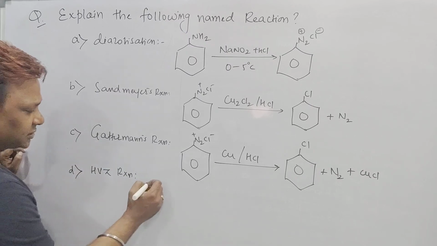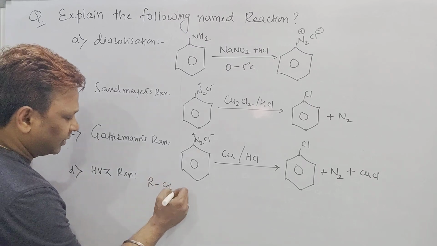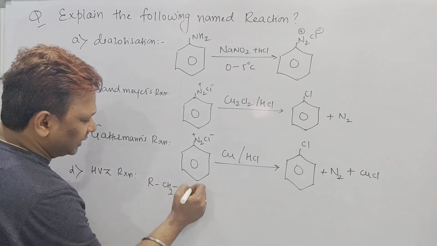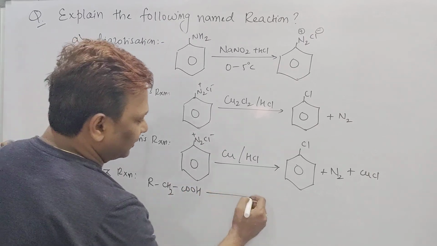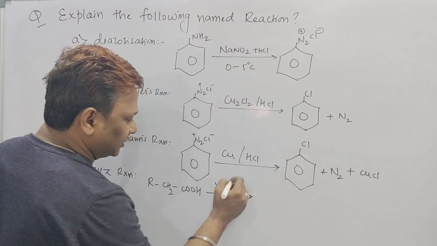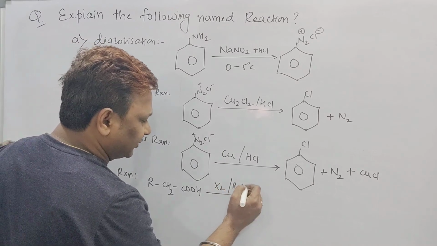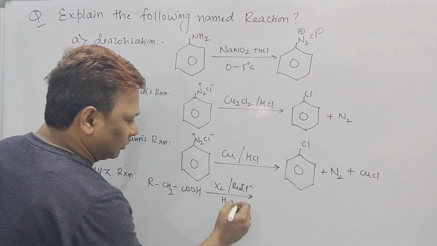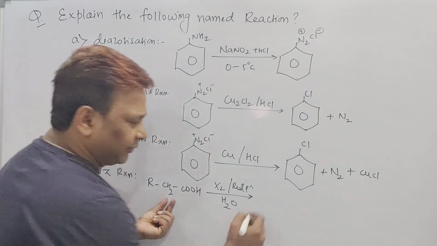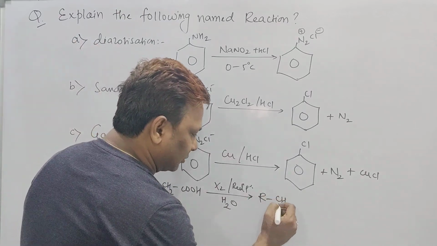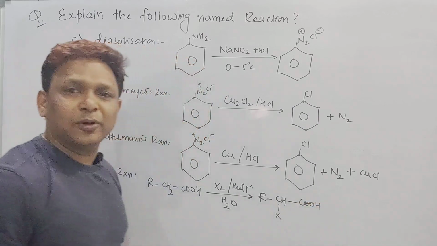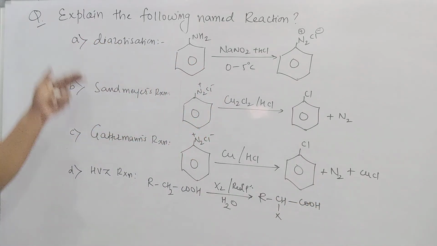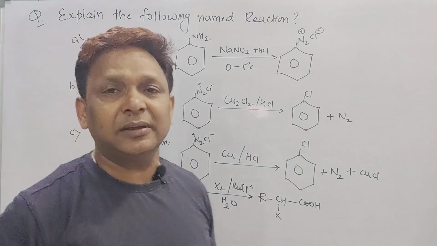Sir, in HVZ reaction we required a carboxylic acid, which should contain an alpha hydrogen atom. It is treated with the halogen in presence of red phosphorus, followed by hydrolysis. Out of two alpha hydrogens, one is replaced by halogen and we got alpha halo carboxylic acid. So these are the four reactions we have seen in today's video, beta, right?